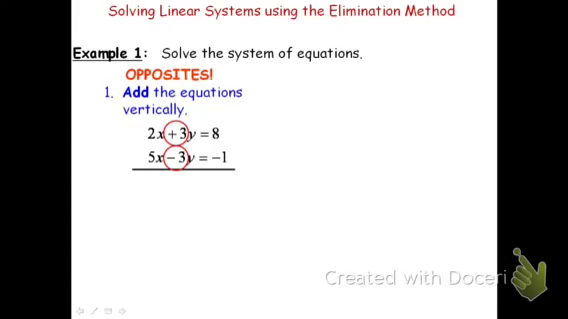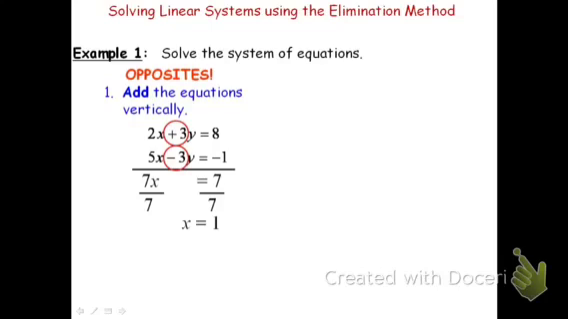We're going to add the equations vertically, which means that we'll have 2x plus 5x, which is 7x. And then 3y minus 3y would be 0, so we can forget about that. The y's are eliminated. And then equals 8 plus negative 1. 8 plus negative 1 is 7. The new equation we get is much simpler, and it's just 7x equals 7. In order to finish solving the equation, which is now step 3, we divide both sides by 7, in which case we get x equals 1.